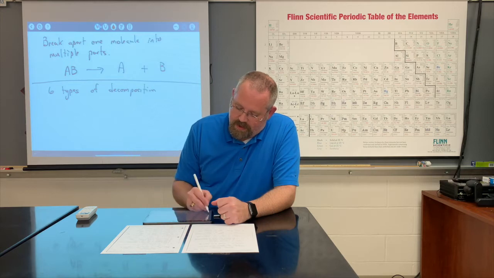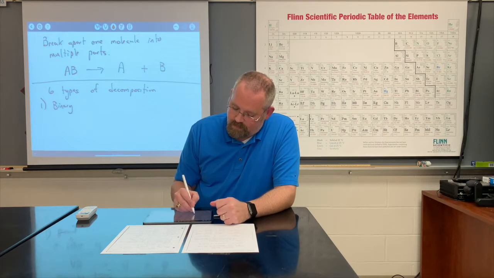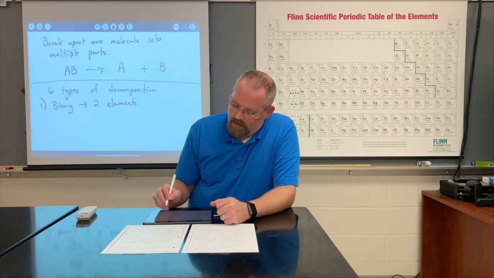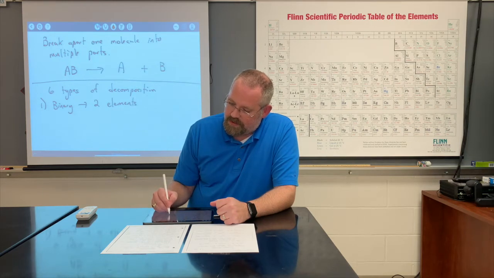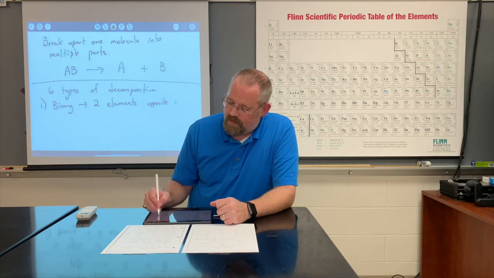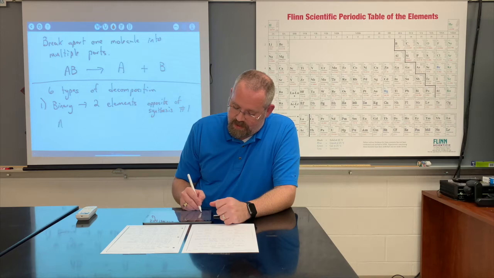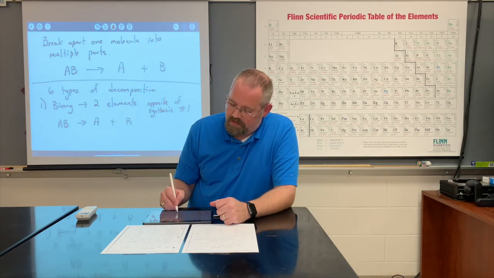The first kind is going to be binary, which is what I have at the top here. When 2 elements break apart. Now this is the exact opposite of our synthesis type 1. So I have, just like at the top, AB breaks into element A plus element B.